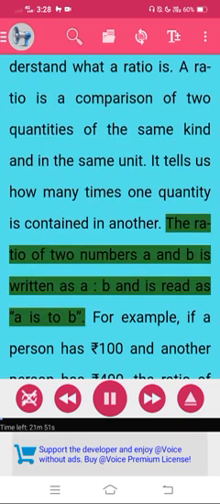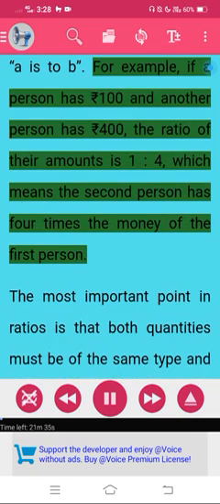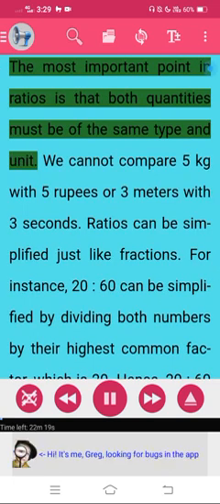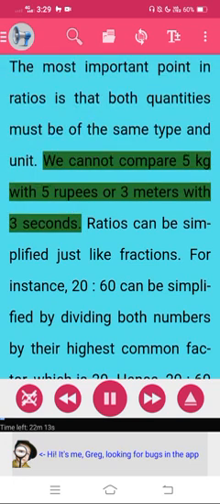The ratio of two numbers A and B is written as A:B, read as A is to B. For example, if a person has 100 rupees and another person has 400 rupees, the ratio of their amounts is 1:4, which means the second person has 4 times the money of the first person. The most important point in ratios is that both quantities must be of the same type and unit. We cannot compare 5 kilograms with 5 rupees or 3 meters with 3 seconds.